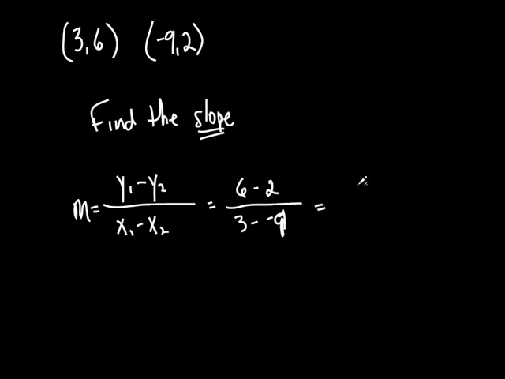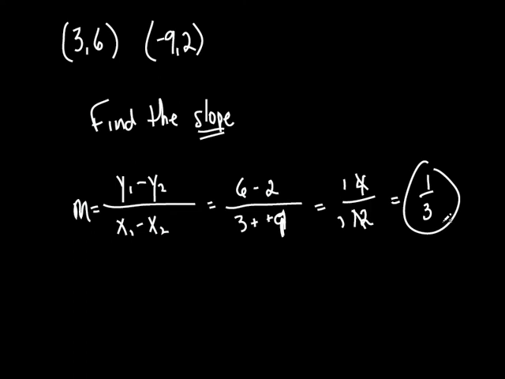So 6 minus 2 is 4. And then 3 plus 9, right? Add a line, change sign. So what's that? 12, right? And then we reduce it. Don't leave it like that. Always, always reduce it. 4 goes into that once. 4 goes into that 3 times. And it's 1/3. So that is your slope right there between those 2 points.